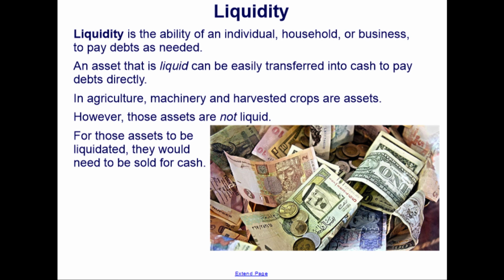Liquidity. Liquidity is the ability of an individual, household, or business to pay debts as needed. An asset that is liquid can be easily transferred into cash to pay debts directly. In agriculture, machinery and harvested crops are assets. However, these assets are not liquid. For those assets to be liquidated, they would need to be sold for cash.